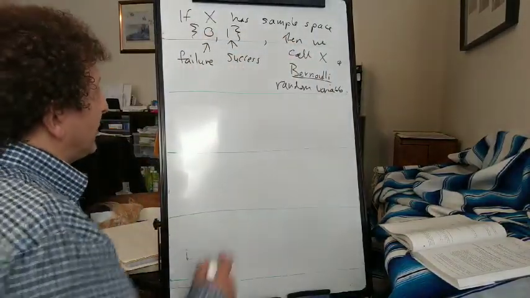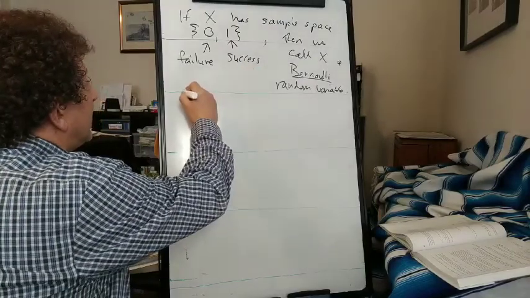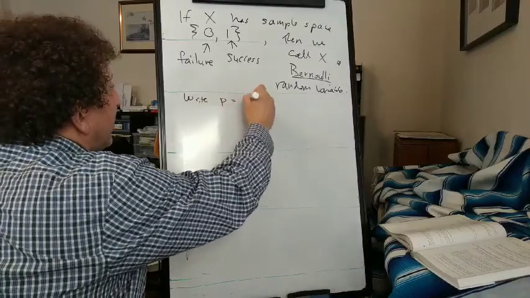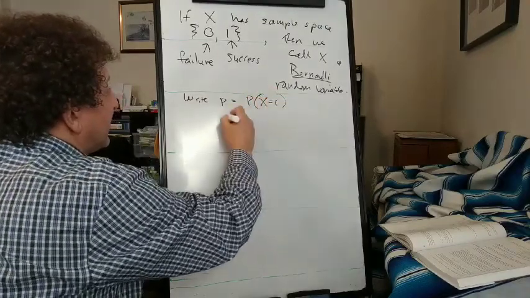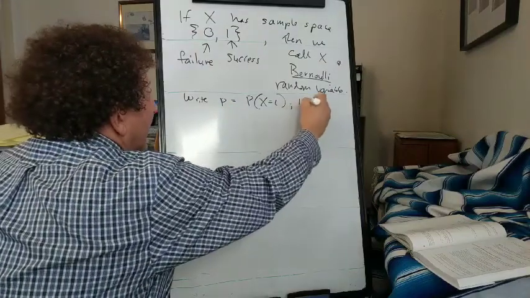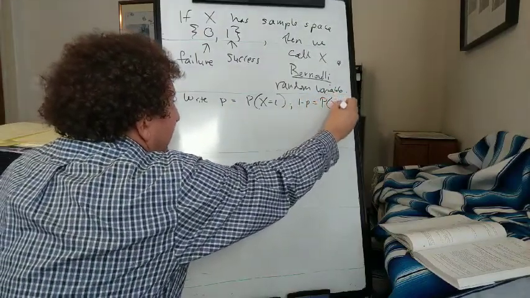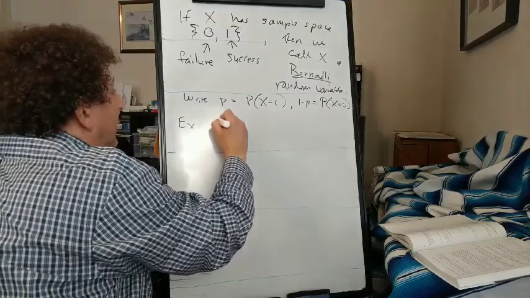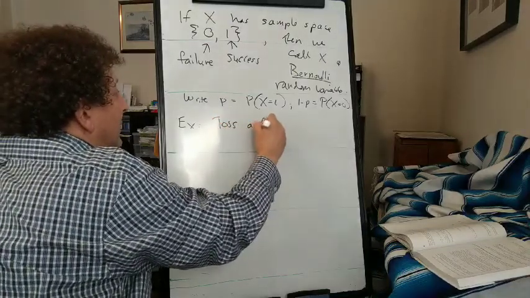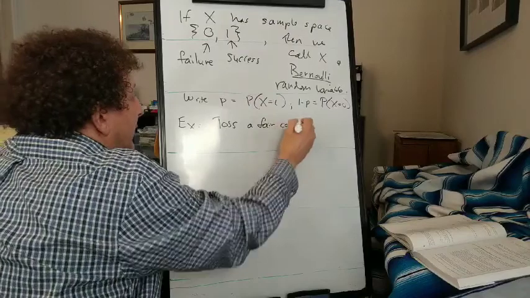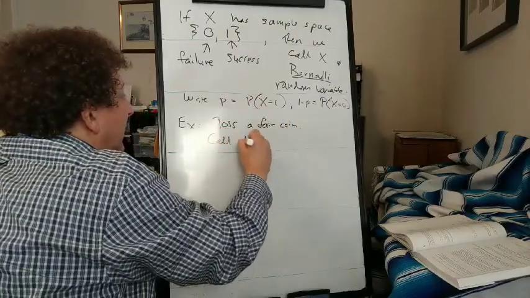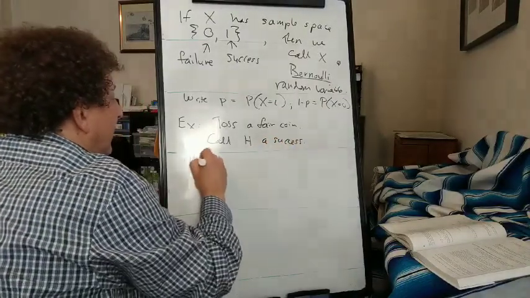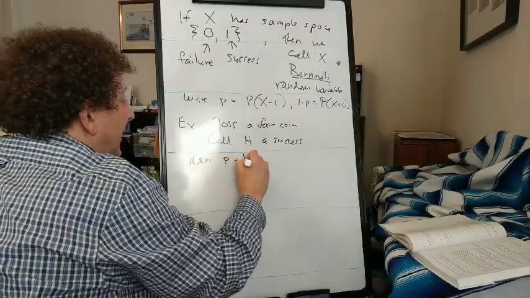So there's only two probabilities involved. Let's write little p for the probability that we have a success, and then 1 minus p is going to be the probability that we have a failure. So for example, let's say we toss a fair coin, and let's call heads a success. Then p is 1/2.